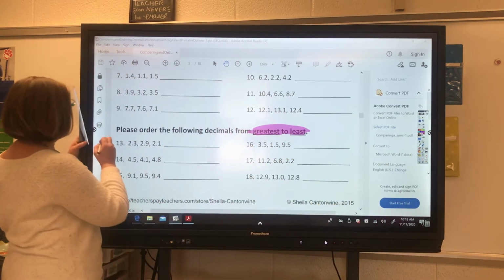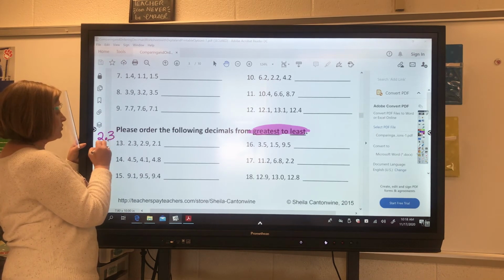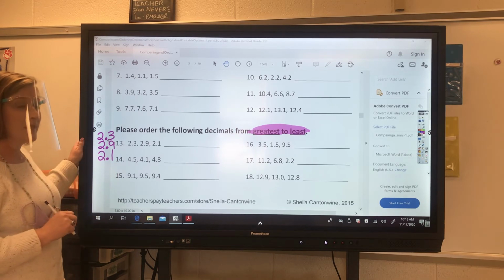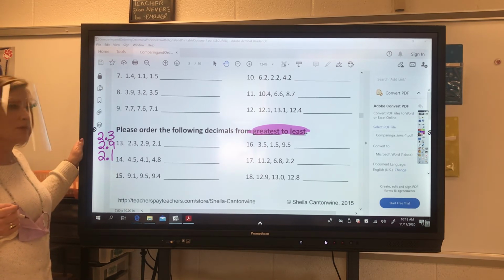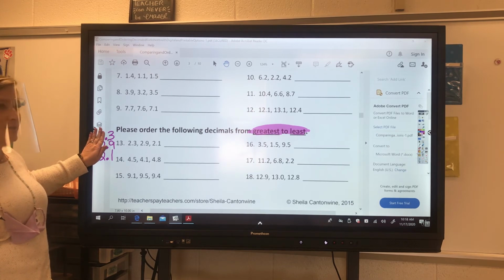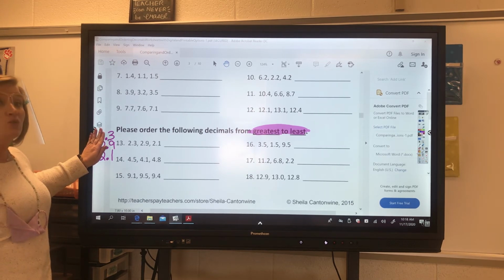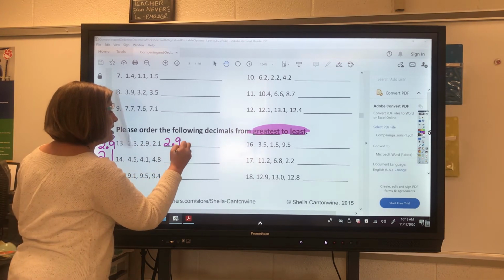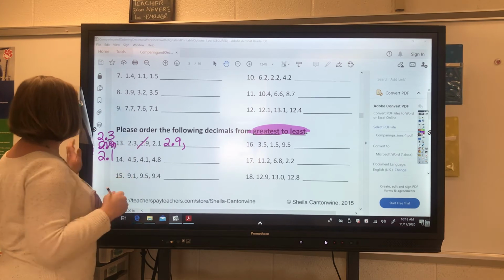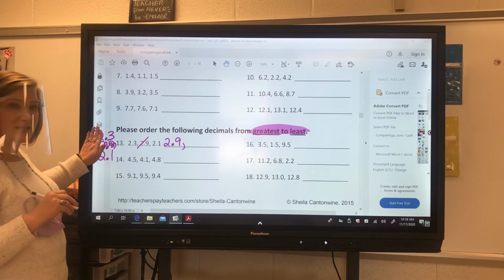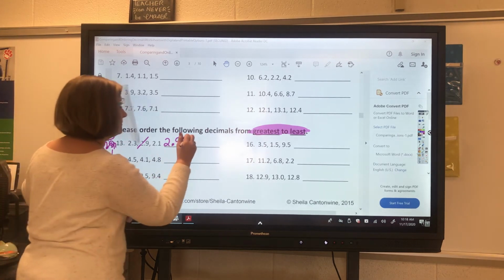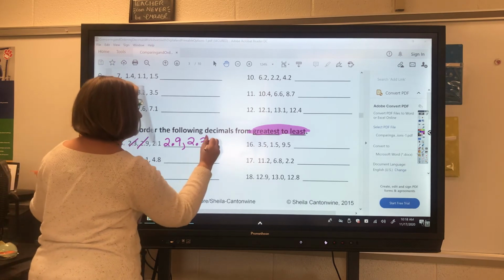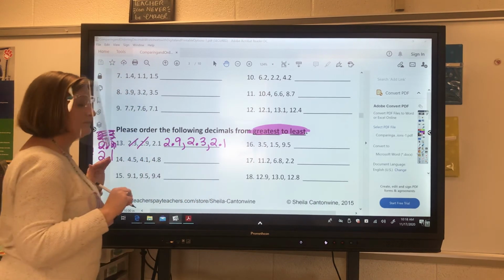So I've got 2 and 3/10, 2 and 9/10, and 2 and 1/10. Can I compare the ones place? No. Nope. Can I compare the tenths place? Yes. Which one's the biggest? 9. So I've got 2 and 9/10. Now I have 3 and 1. Which one's the next biggest? 3. And which one's the smallest? 2 and 1.